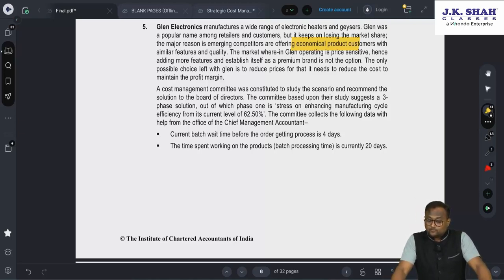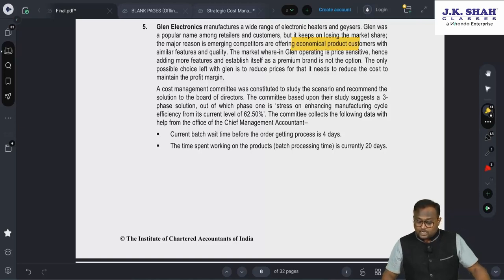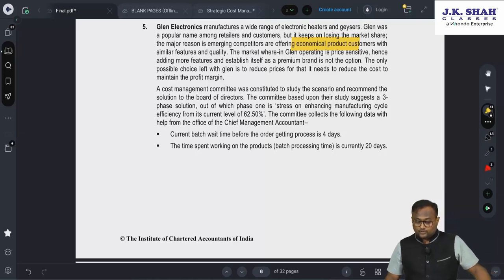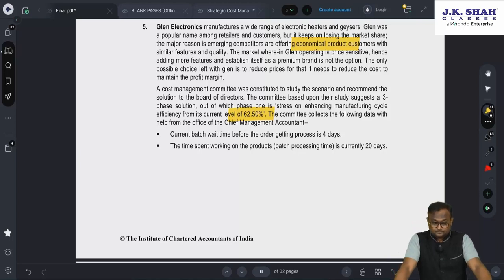The cost management committee was constituted to study the scenario and recommend a solution to the board of studies. The committee, based upon their study, suggests a three-phase solution, out of which one stresses enhancing the manufacturing cycle efficiency from its current level of 62.5. Currently, your manufacturing cycle efficiency is 62.5%.